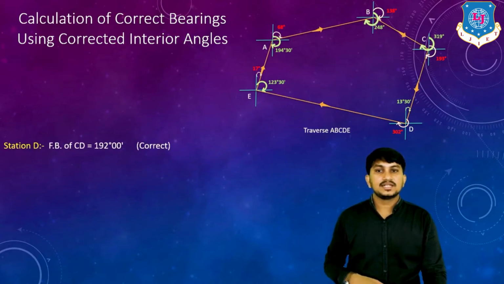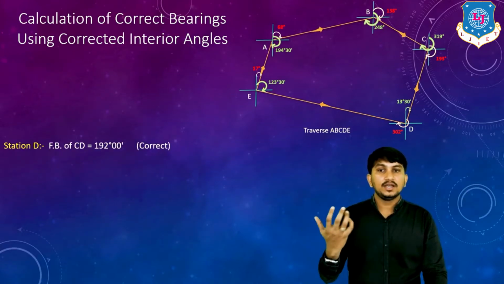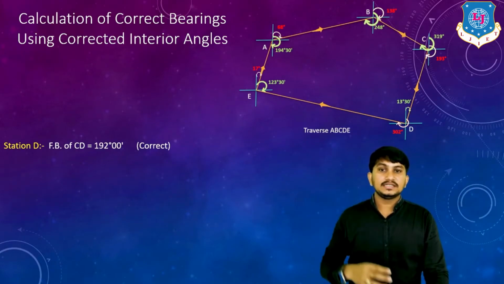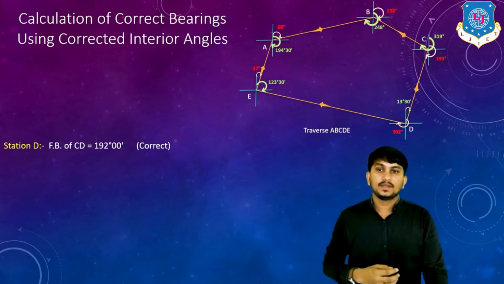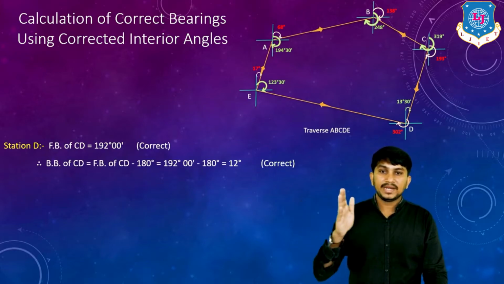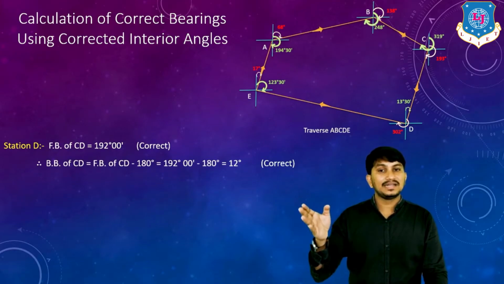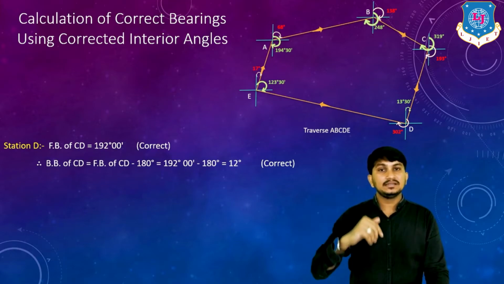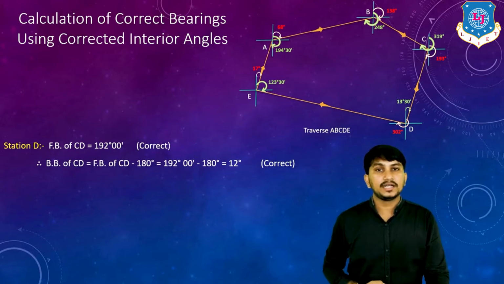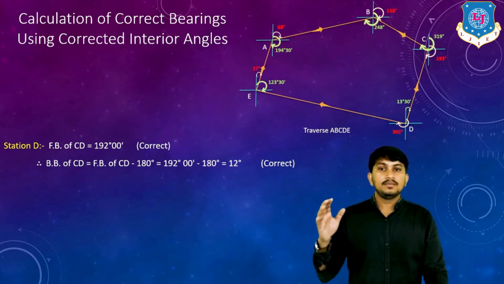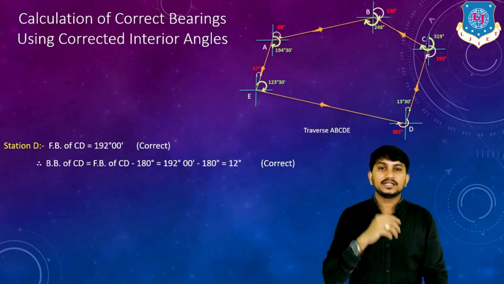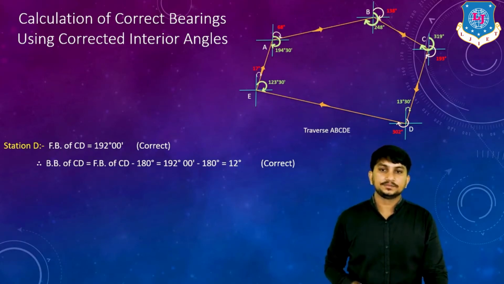Okay, next, station D. In station D, we have the value of FB of CD from station C. The FB of CD is equal to 192 degree, which is already corrected. Using this value, we can find out BB of CD, which is FB of CD minus 180 degree. Why is there a minus sign? Because here FB of CD is greater than 180 degree, and for greater than 180 degree, we have to deduct 180 degree from the FB value. So BB of CD is 192 degree minus 180 degree, which is 12 degree, which is corrected.